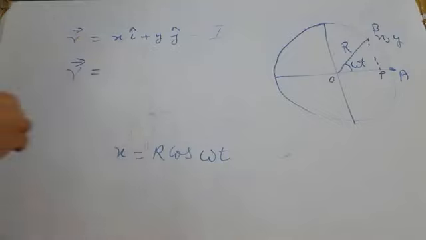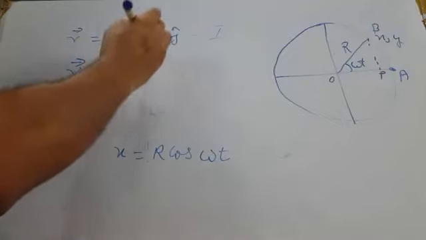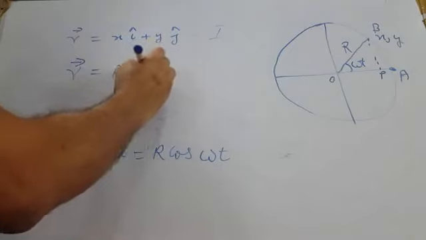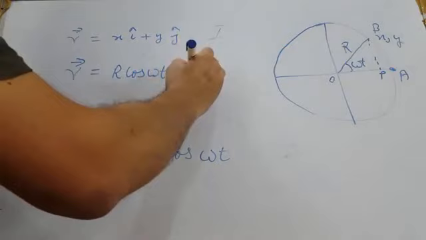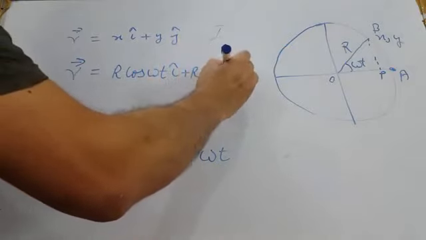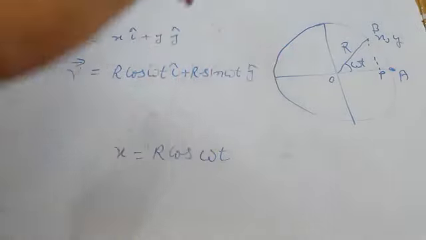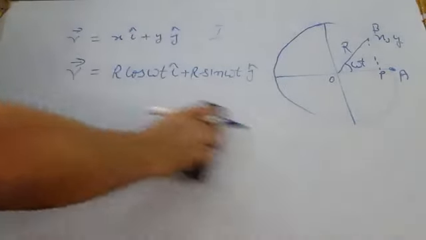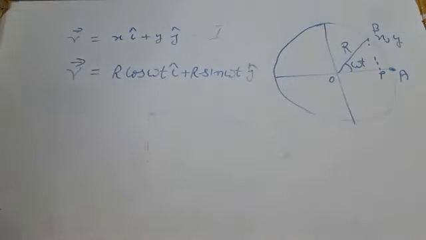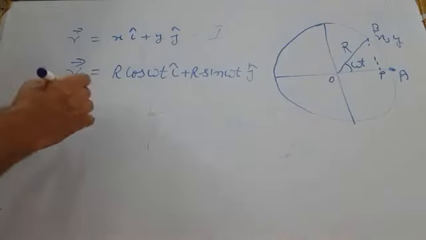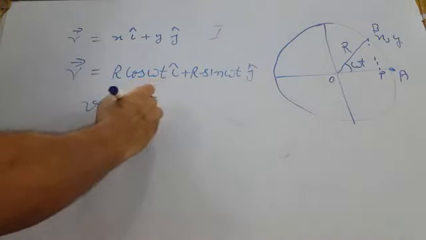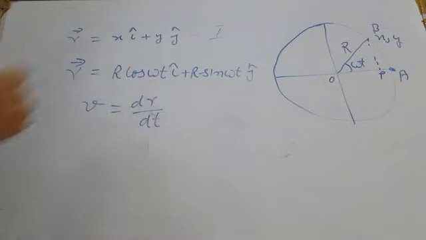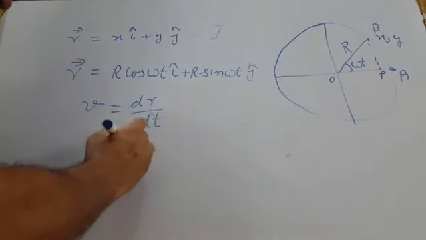R is equal to r cos omega t i plus r sin omega t j. That will be the position vector. Now we want to calculate velocity. Velocity is dr by dt, so it will be d by dt of r.